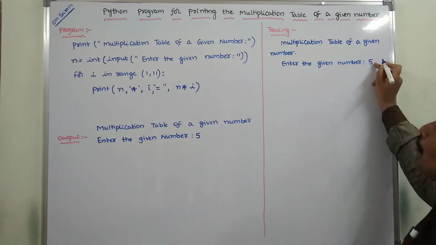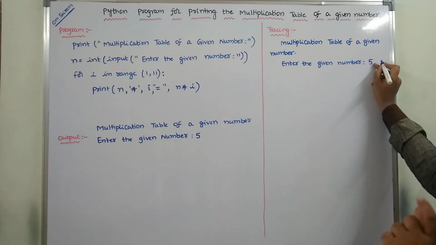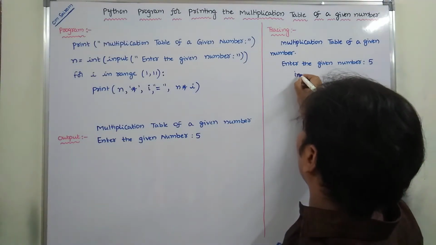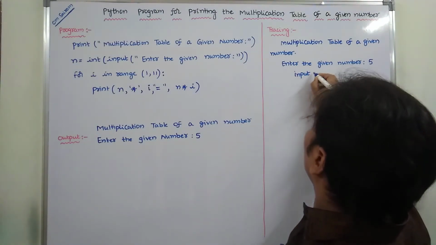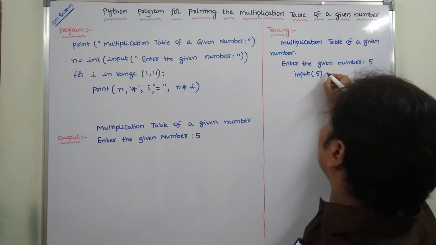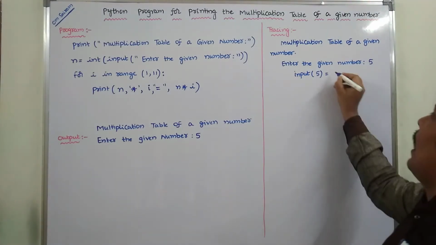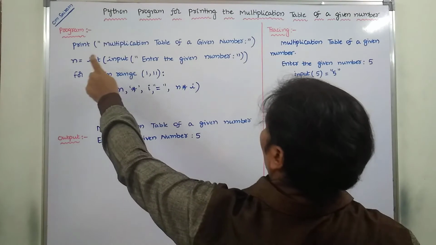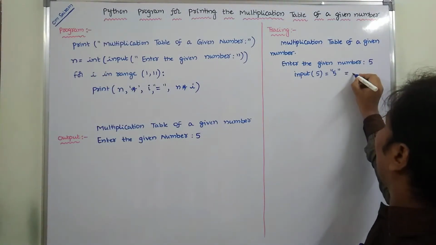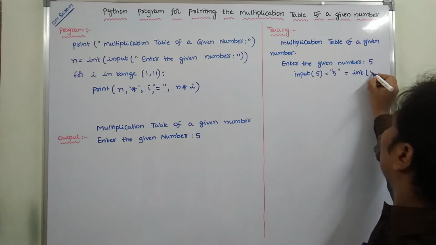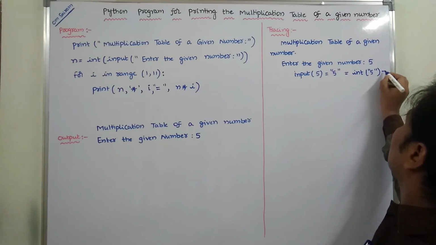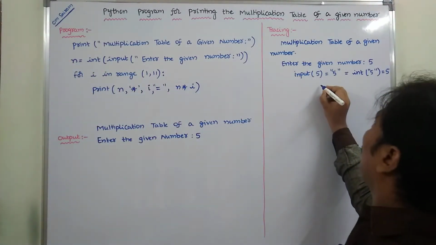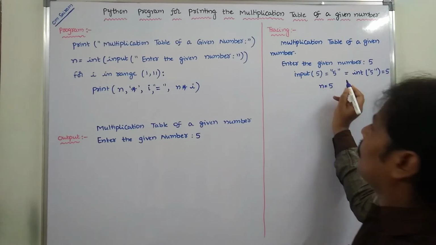This input value 5 is entered by the user. The input function reads the input entered from the keyboard and returns the string value 5. This string value is taken by the typecasting int function, which returns the integer value 5. This integer value is assigned to the variable n. So now n is equal to 5.